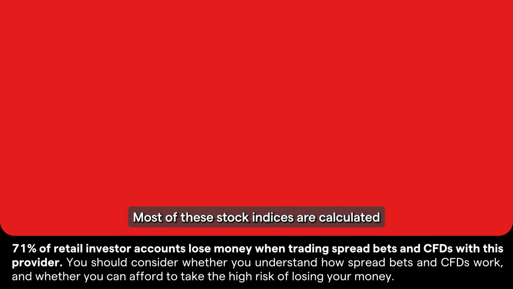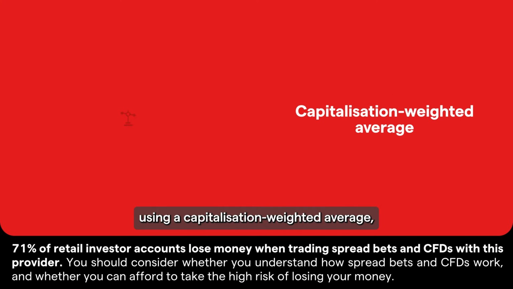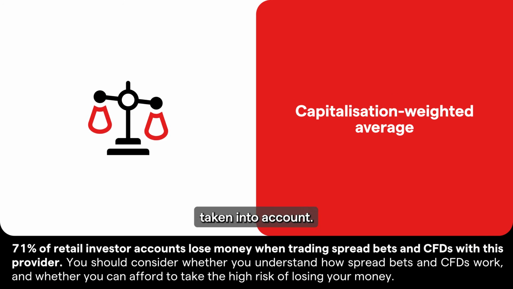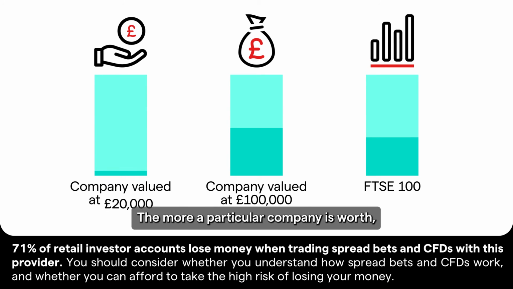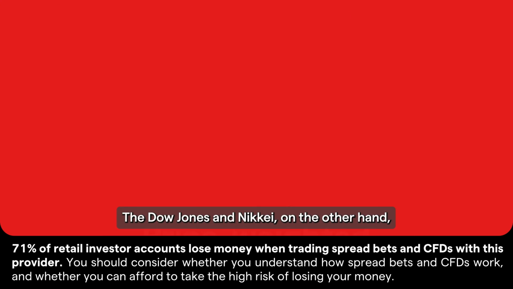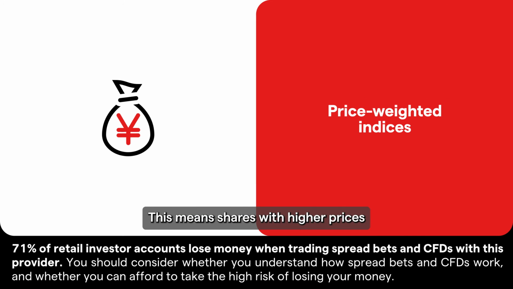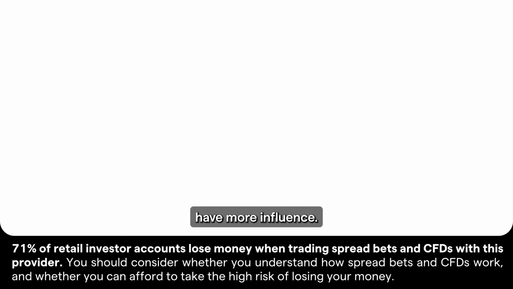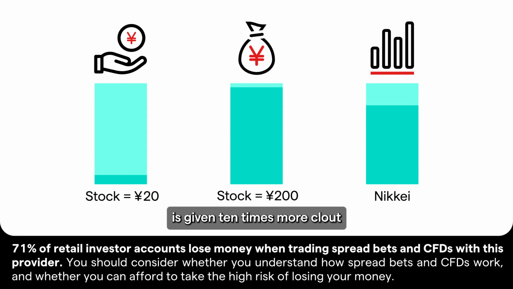Most of these stock indices are calculated using a capitalization-weighted average, which means the size of each company is taken into account. The more a particular company is worth, the more its share price will affect the index as a whole. The Dow Jones and Nikkei, on the other hand, are an example of price-weighted indices. This means shares with higher prices have more influence. A stock trading at 100 yen is given 10 times more clout than one at only 10 yen.